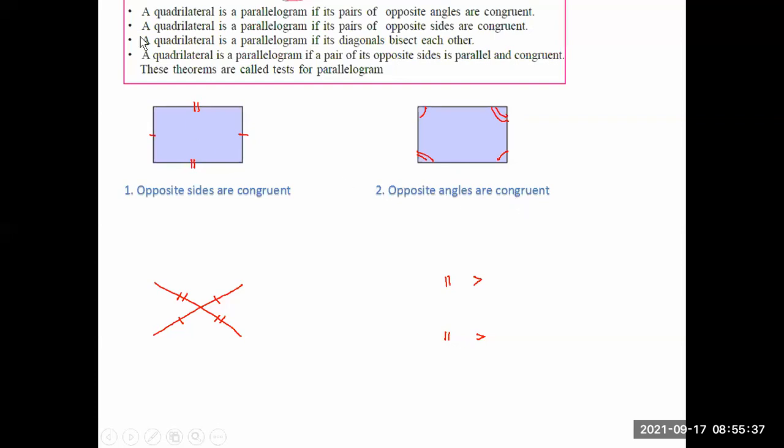Or the second one: a quadrilateral is a parallelogram if its pairs of opposite sides are congruent. That means both the pairs should be congruent, not one pair. Both the pairs should be congruent, then it is a parallelogram.